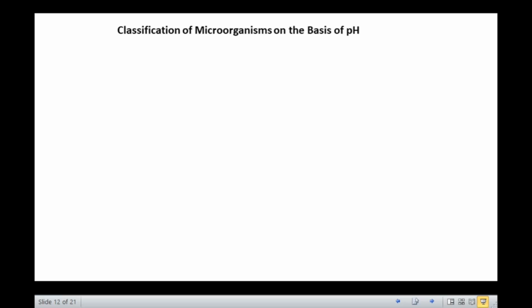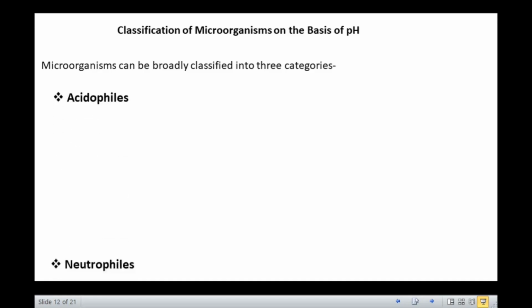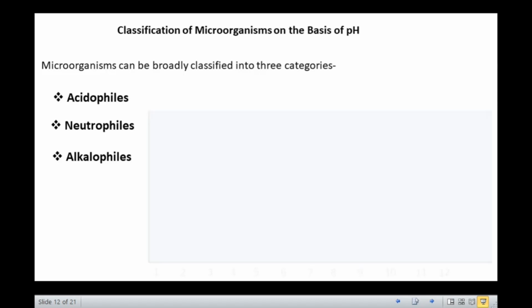Let us now discuss the classification of microorganisms on the basis of the concentration of hydrogen ion, that is pH. It is possible to classify bacteria based upon the pH at which they grow. On the basis of their pH optimum, bacteria are divided into three classes. These are acidophiles, neutrophiles, and alkalophiles. Let us understand these terms with the help of this picture.